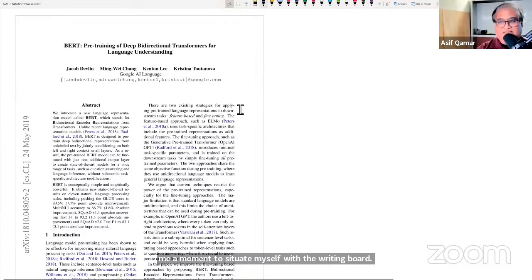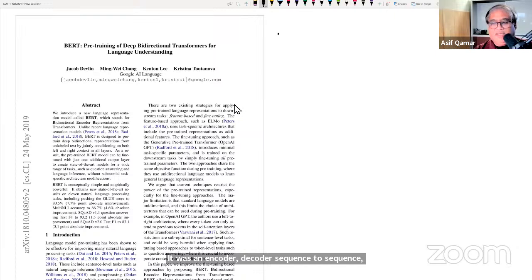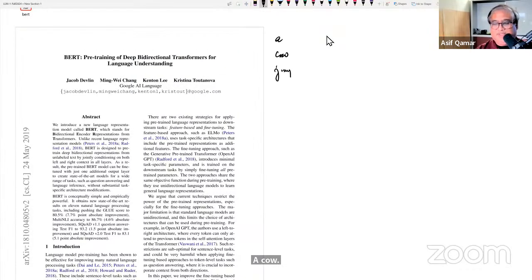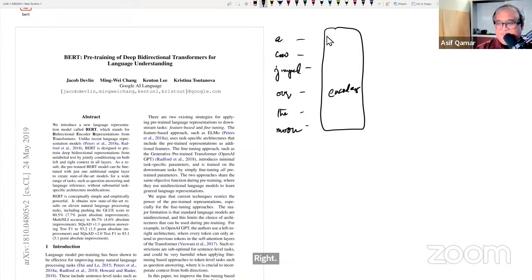So here is a quick recap of what we did with the attention paper. The attention paper described an encoder-decoder, sequence-to-sequence model. The text, for example, "a cow jumped over the moon," would go through transformations. It would become token IDs, then word vectors, and a position vector would be added. I won't recap that whole territory, but it would go through an encoder, and the encoders produce the latent representation, the hidden representations H1, H2, up to HK.